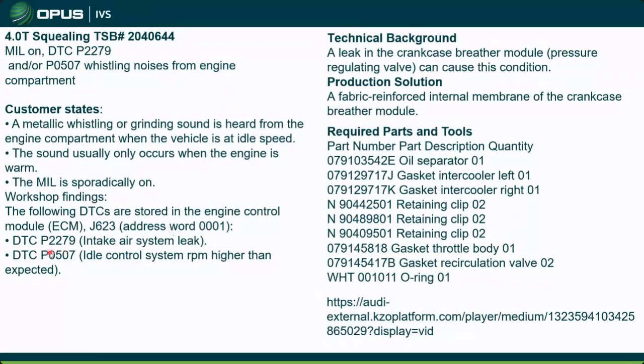Some of the faults you may get are this P2279 intake air system leak, or a P0507 idle control system RPM higher than expected. If they drive this thing long enough with this fault, you can get lean mixture faults. But usually they know right away, because this thing is squealing.